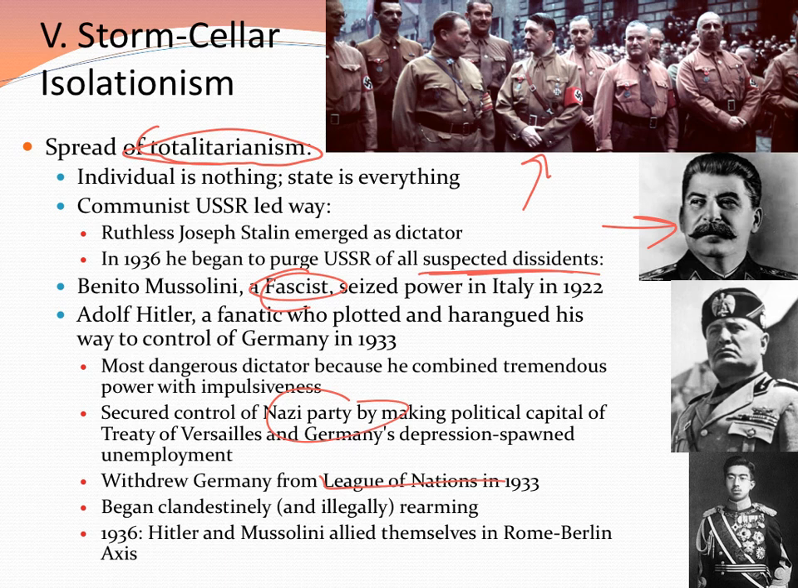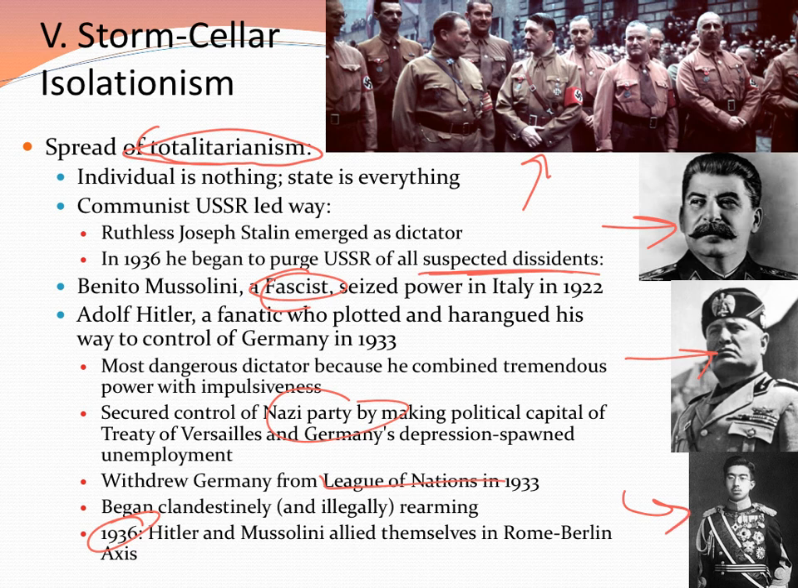A couple of things he's going to do: he will begin to increase the size of the German military. Some of it will be clandestinely, like secretively, and some of it will be outright, and yet again flaunting the rules that had been set for him by the Treaty of Versailles. In 1936, Hitler and Mussolini are going to make a pact, the Rome-Berlin Axis Pact, which basically is now going to set them up as allies.